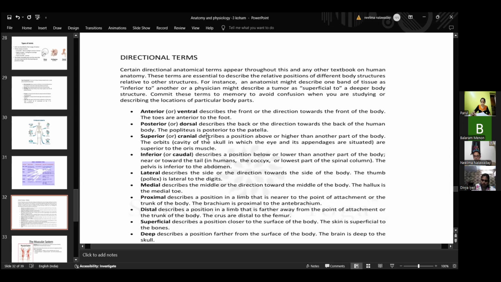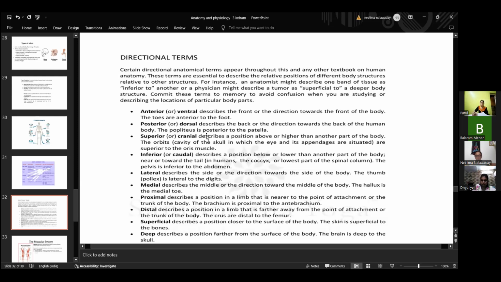Superior is cranial. So the cranium is located superiorly, in the upper part. So cranial describes a position above or higher than another part of the body. Inferior or caudal. So cranial and caudal are new terms for you. Caudal describes a position below or lower than another part of the body.